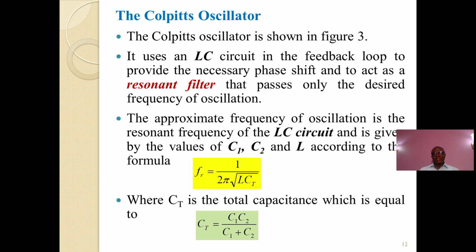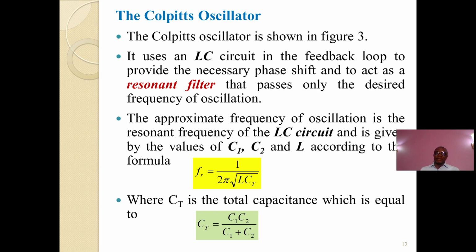So this Colpitts oscillator provides the necessary phase shift and acts as a resonant filter. That is, any frequency that is not the resonant frequency will not be allowed to pass. The approximate frequency of oscillation, the resonant frequency of the LC circuit, is given by the values of C1, C2, and L.